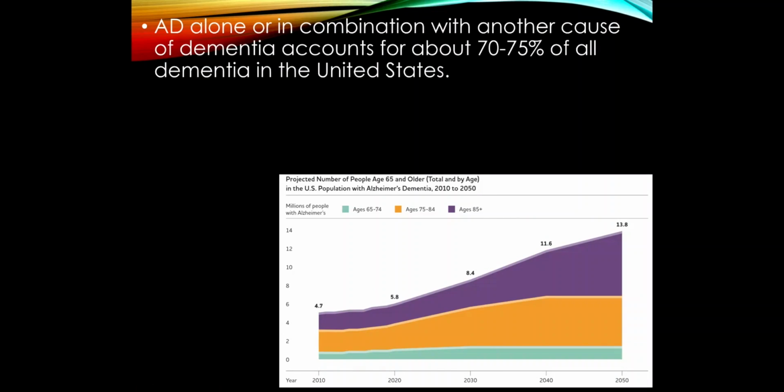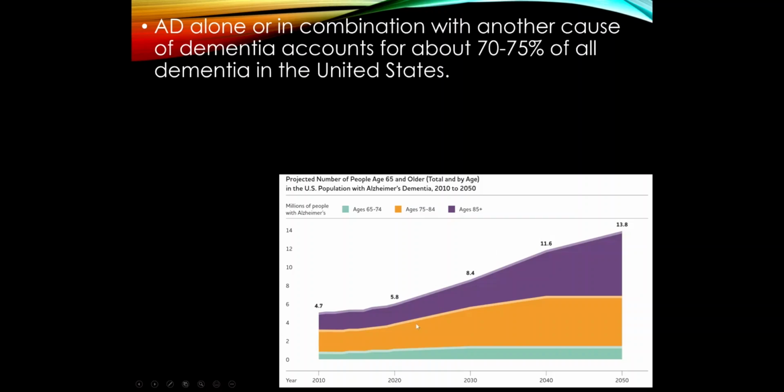So Alzheimer's alone, or in combination with another cause of dementia, accounts for 70 to 75% of all dementia in the United States. So if you just have someone with dementia and you guess Alzheimer's, you will be right about 75% of the time. Oftentimes, Alzheimer's combines with a vascular dementia. So we often see those two together. So someone has Alzheimer's, but they've also had strokes, and that's the most frequent combination dementia syndrome.